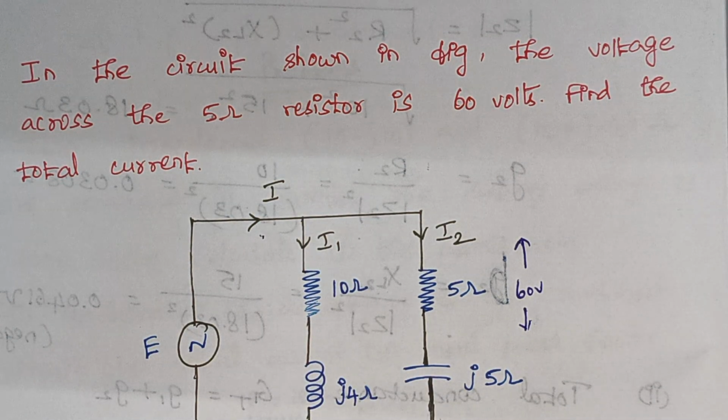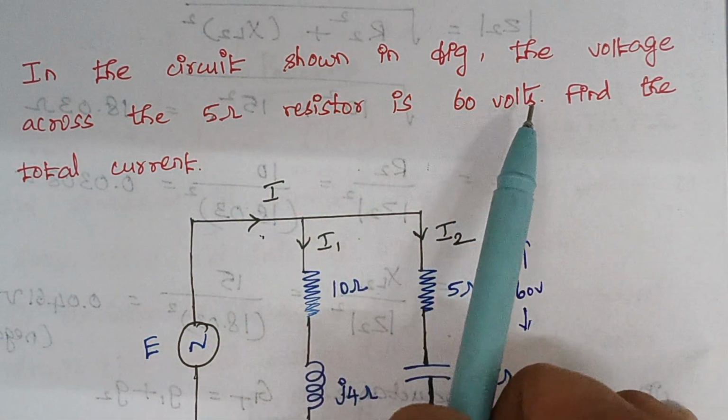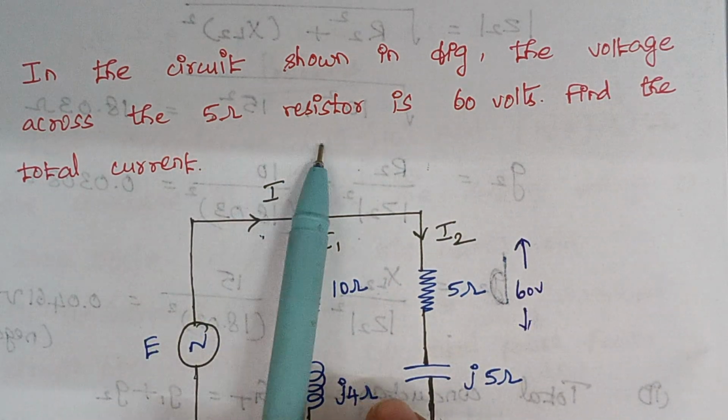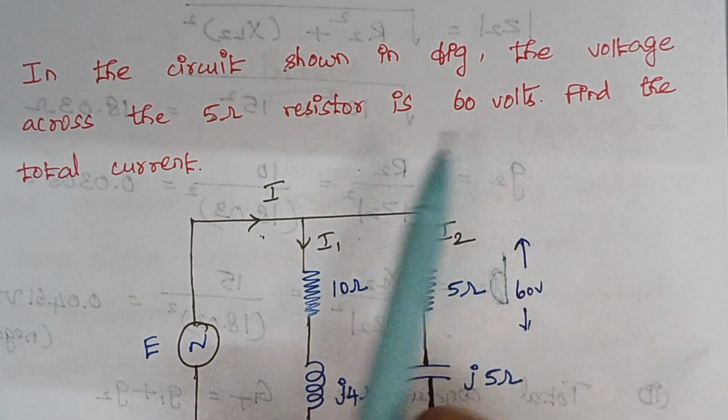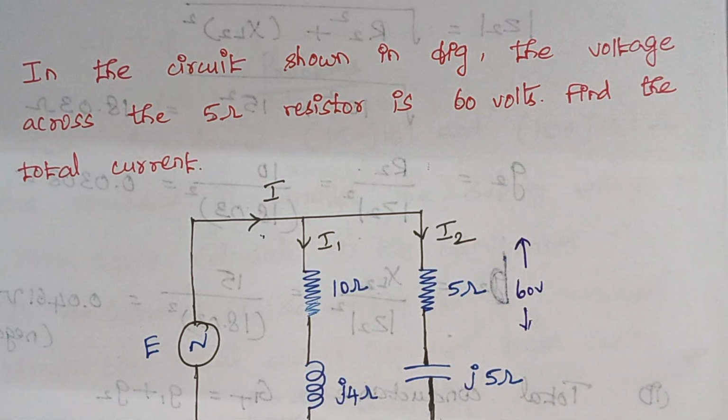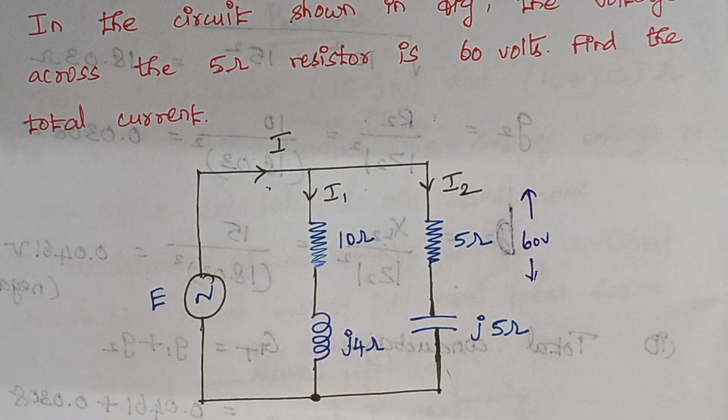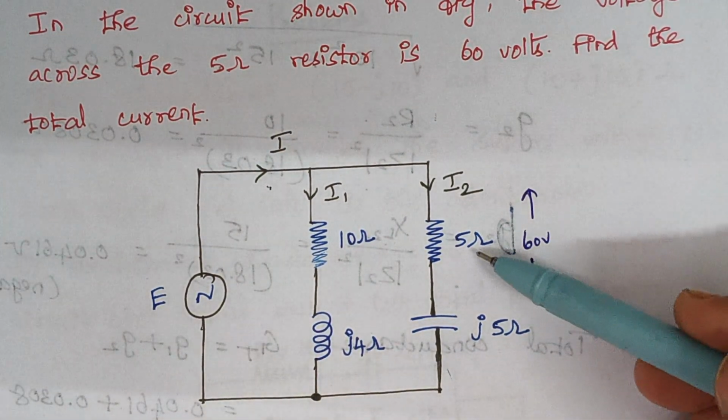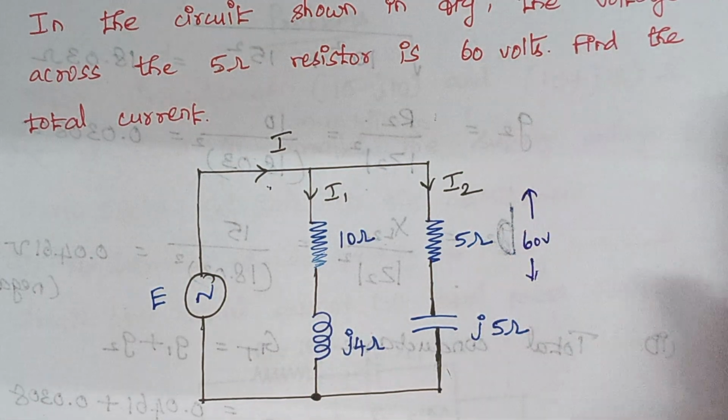Today we are going to solve problems on AC parallel circuit. The problem is: in the circuit shown in figure, the voltage across the 5 ohm resistor is 60 volt. Find the total current. So here this is your given diagram, right? The voltage across this 5 ohm resistor is 60 volt here.